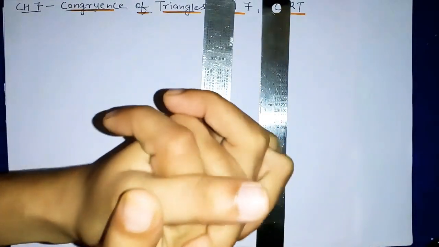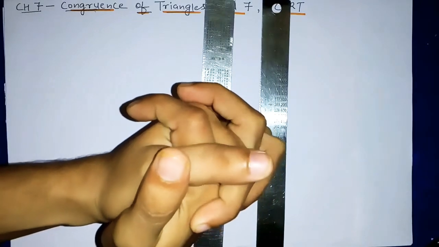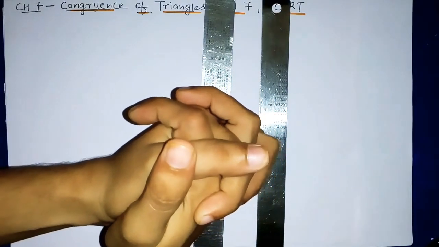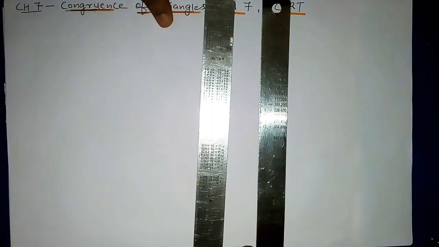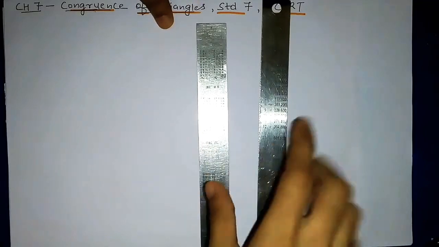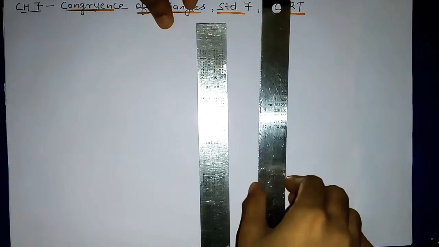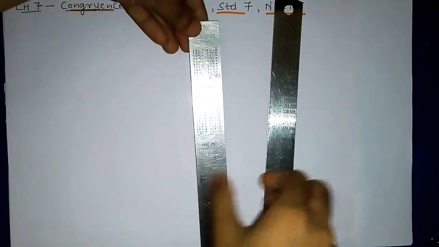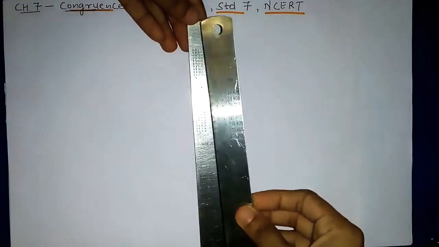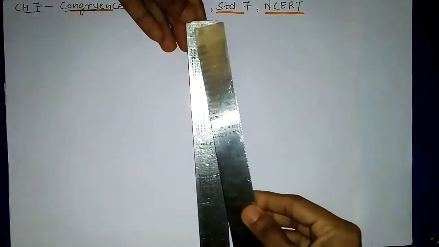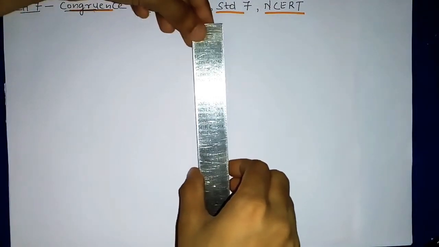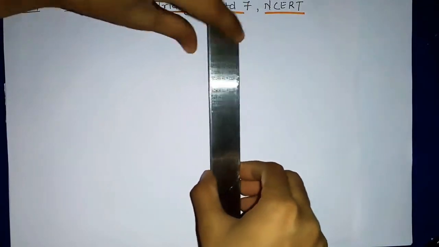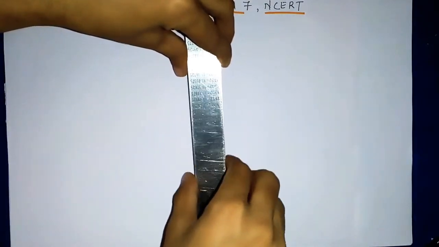Now, how to check whether objects are congruent or not? You can easily check by superposition or by overlapping. What is superposition? For example, if I want to check whether these two rulers are congruent or not, I will keep one ruler over the other, like this. After keeping it, you can see it has exactly overlapped.